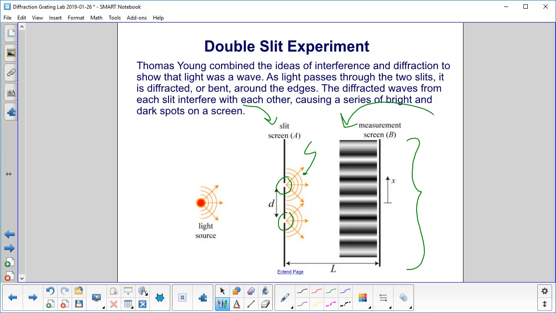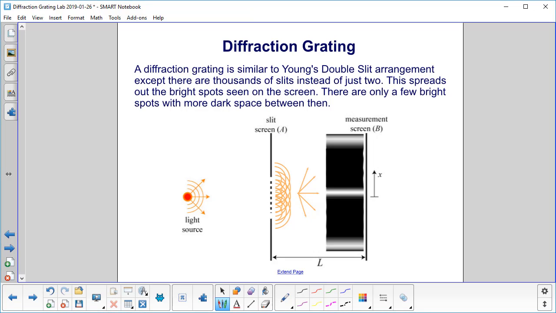A diffraction grating is similar to Young's double slit arrangement, except there are thousands of slits instead of just two. This spreads out the bright spots on the screen. There are only a few bright spots with more dark space between them.